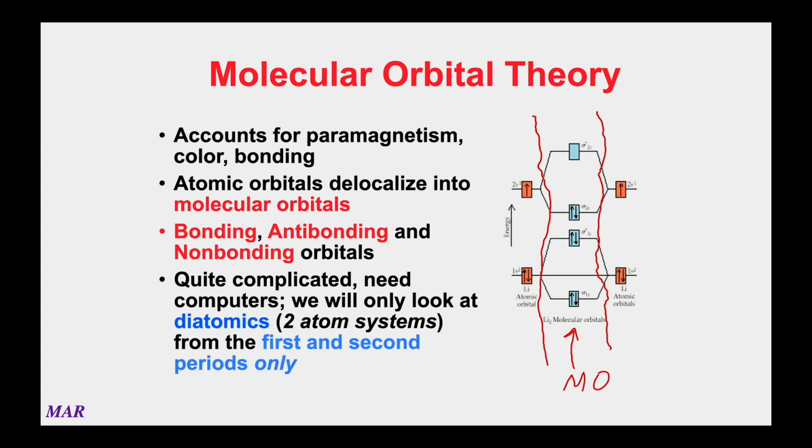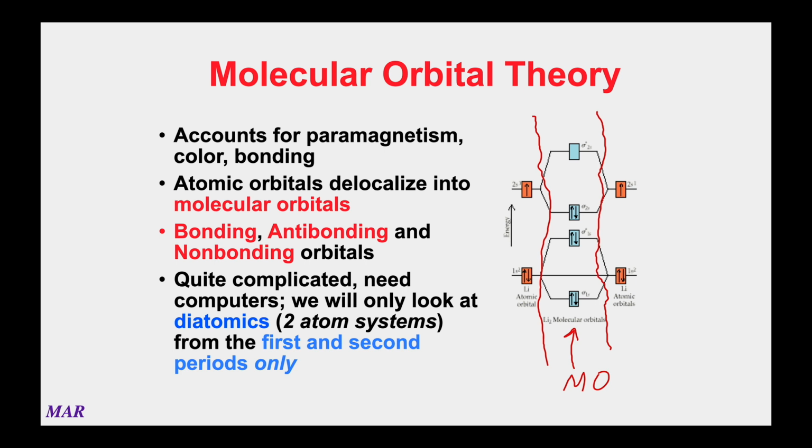MO theory is the bomb. It is so cool, and it works so well. However, the problem with molecular orbital theory is that it's really, really complicated. Even with today's supercomputers, some of these calculations take incredible amounts of time.